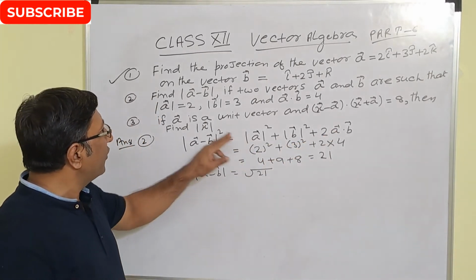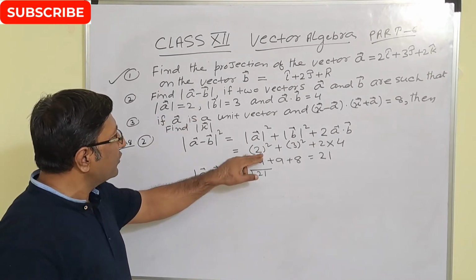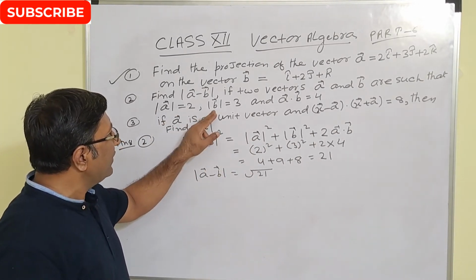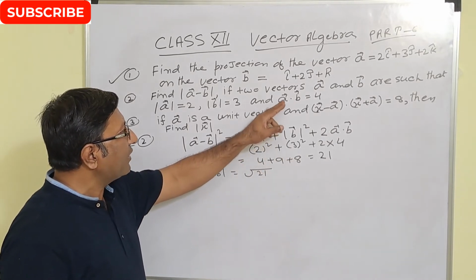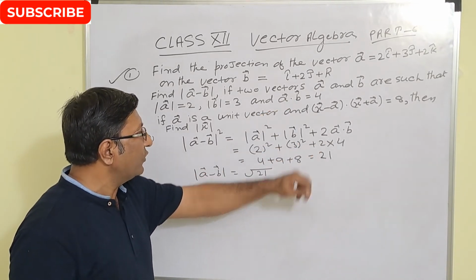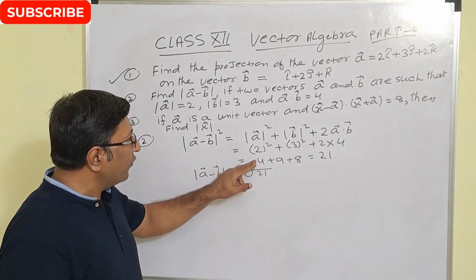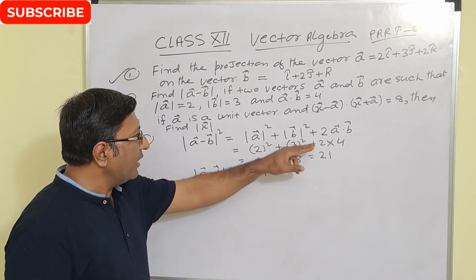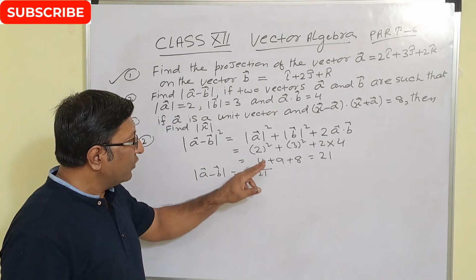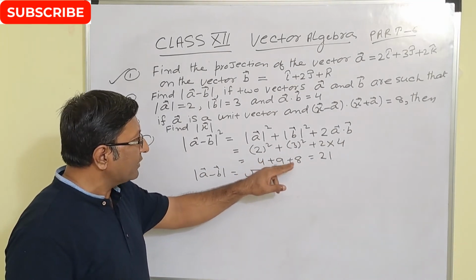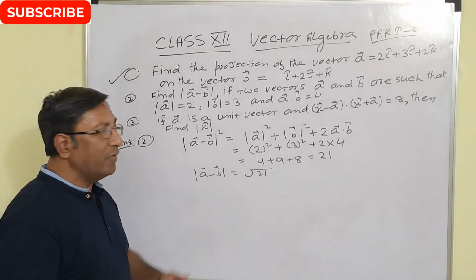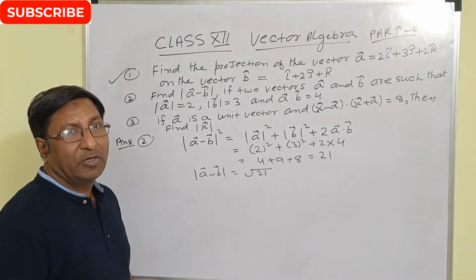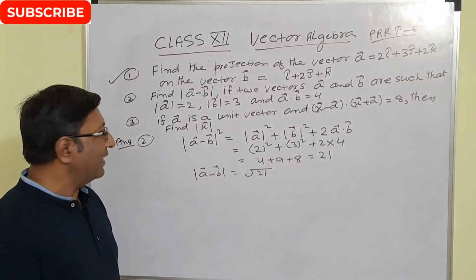Magnitude of A is given as 2, so that is 2 squared. Magnitude of vector B is given as 3, that is 3 squared, and 2 multiplied by A vector dot B vector, which is 4, so 2 into 4. Now 2 squared is 4, 3 squared is 9, and 4 into 2 is 8. So 9 plus 4 is 13, plus 8 is 21. So magnitude of A vector minus B vector equals root under 21. This is the correct answer.